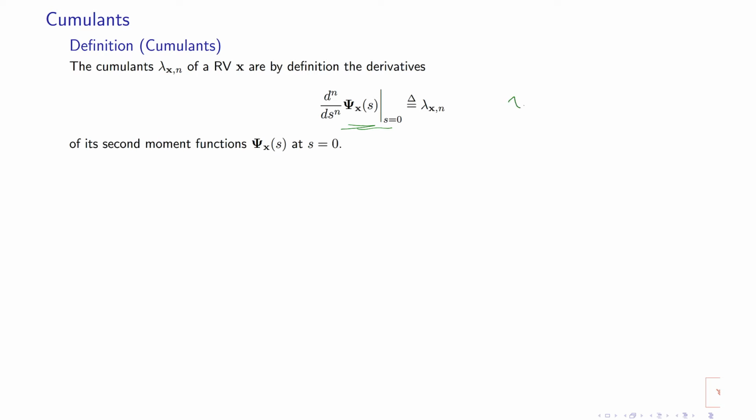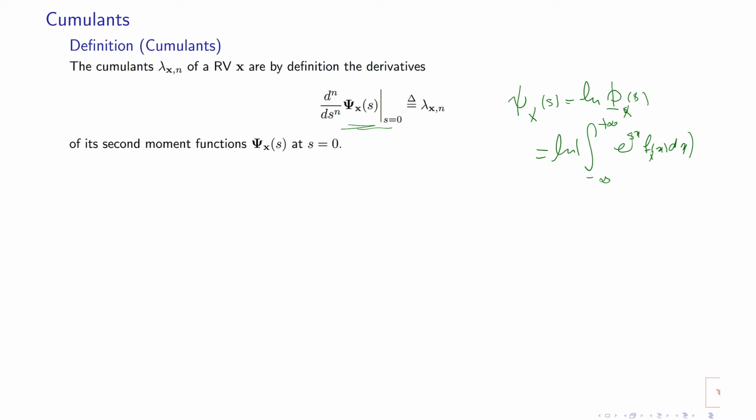Basically, you remember that psi x of s is ln of your moment generating function phi x of s, and basically is the logarithm of the integral from minus infinity to plus infinity of e to the power sx f x of x dx. Okay, so it's not a direct moment, it's indirect, but it's related to other moments, and we'll see what's interesting.